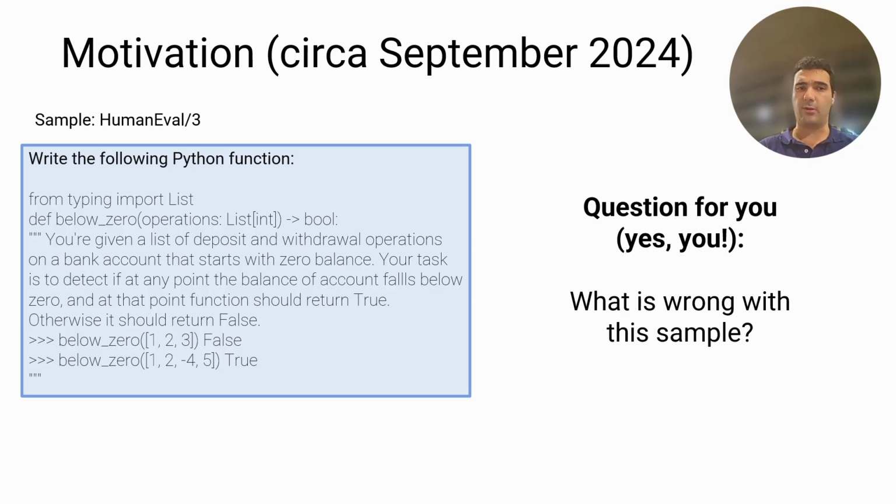You have to write a Python function. The function should be called below_zero, take in a list of ints as operations, and produce a Boolean. You're given a list of deposit and withdrawal operations on a bank account that starts with a zero balance. Your task is to detect if at any point the balance falls below zero. If so, you should return true, and otherwise you should return false. And then there's a couple of examples. A question for you briefly to think about is, what do you think is wrong with this sample?